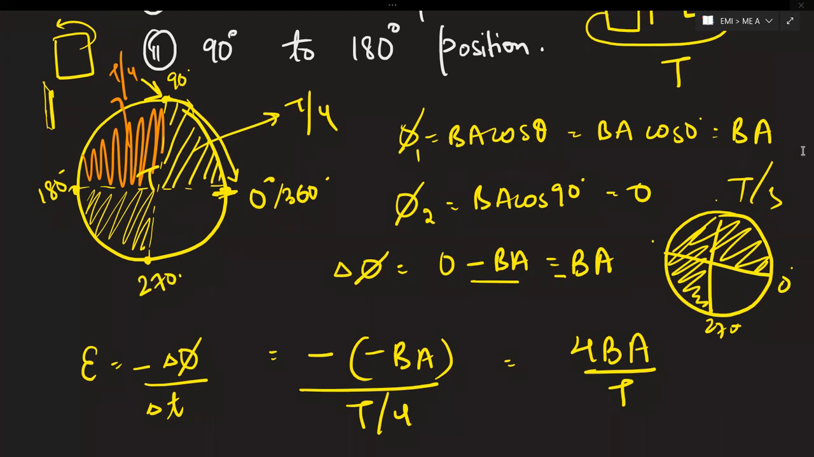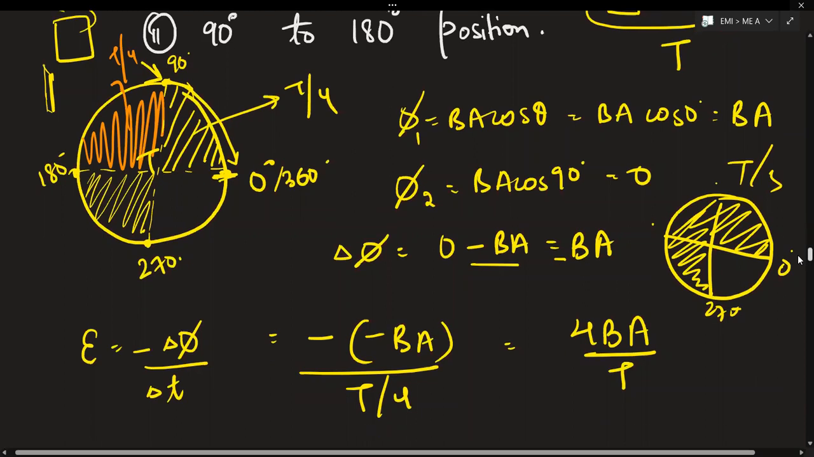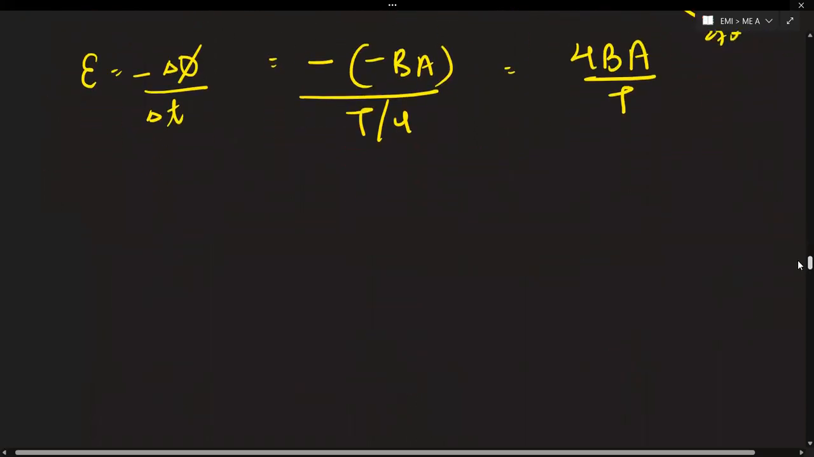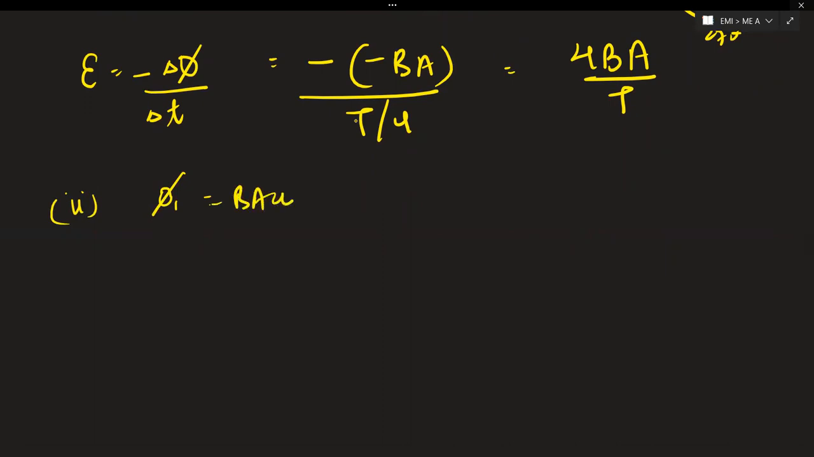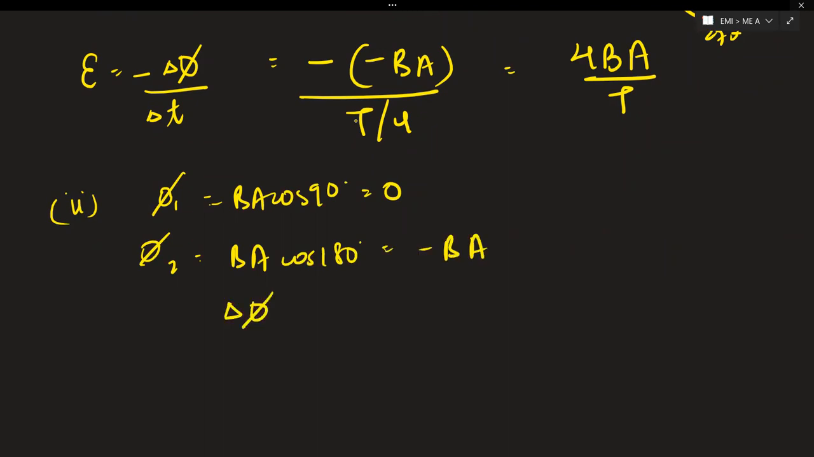So what does the second part say? Second part asks from 90 degree to 180 degree. So same thing. See, for the second part, phi initial, from 90 degrees, becomes BA cos 90, which is 0. Phi 2 becomes 180 degree, so this becomes minus BA. Their change will also become minus BA. Again, you will get the same answer.